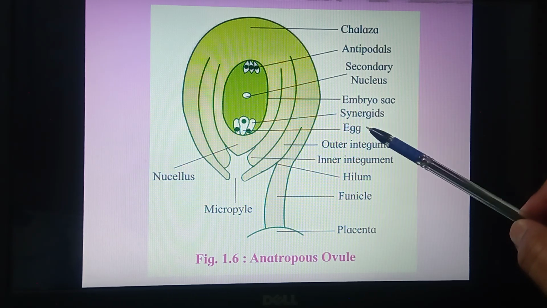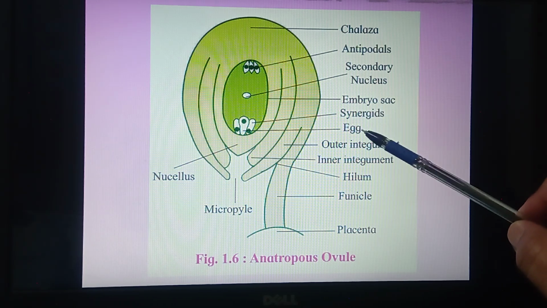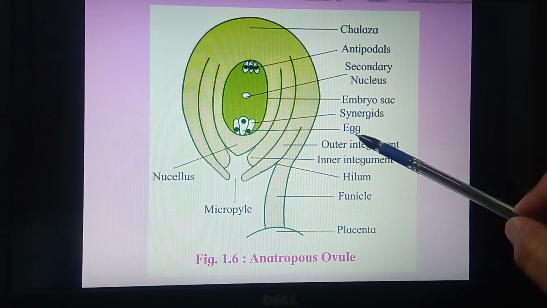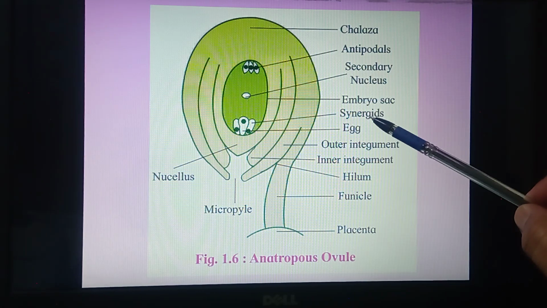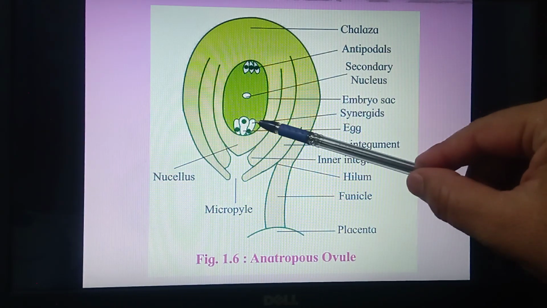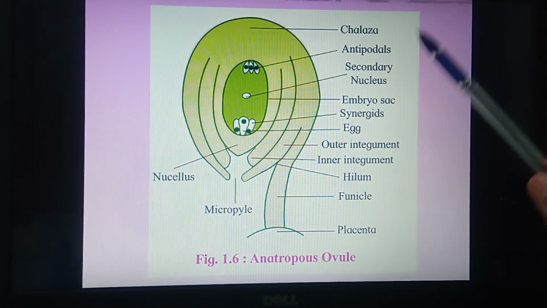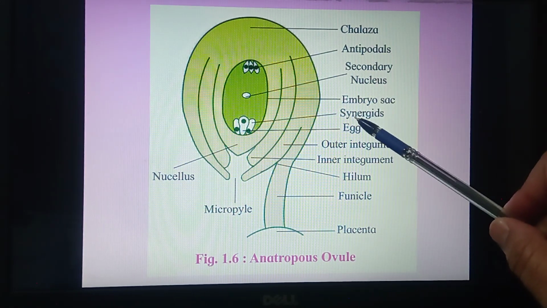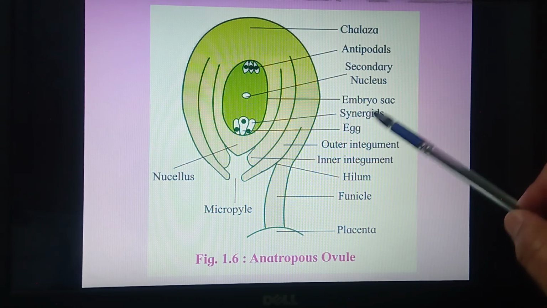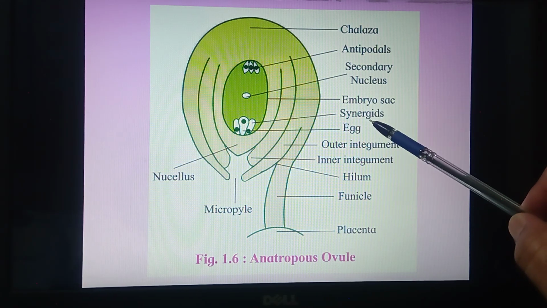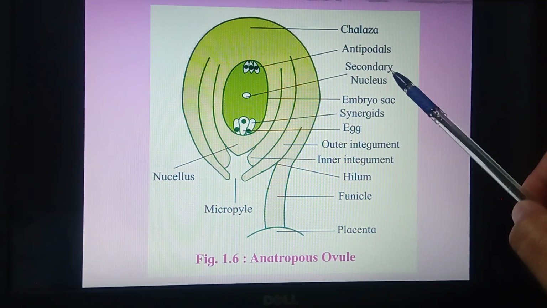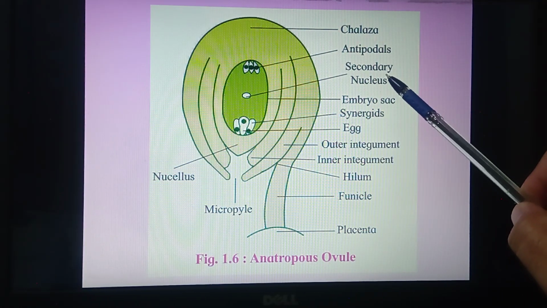Then towards the micropylar end there is the egg apparatus. In this egg apparatus 3 cells are present. At the center a haploid single large egg cell is present, and around this single large egg cell 2 filiform hair-like structures are present called synergids. So synergids and egg form the egg apparatus. Inside the embryo sac at the center there is a secondary nucleus.